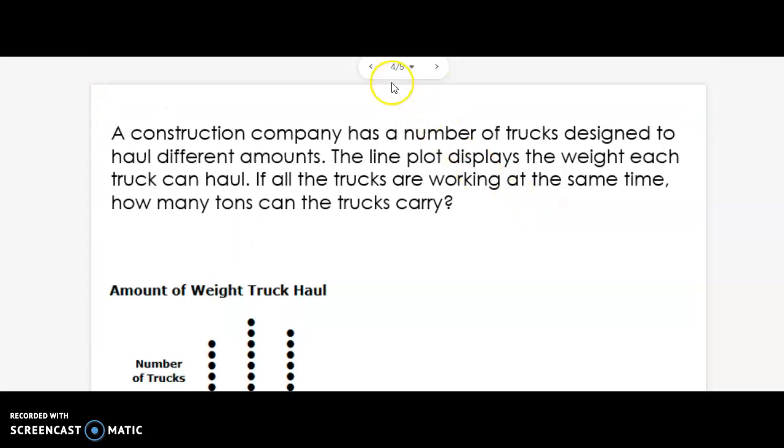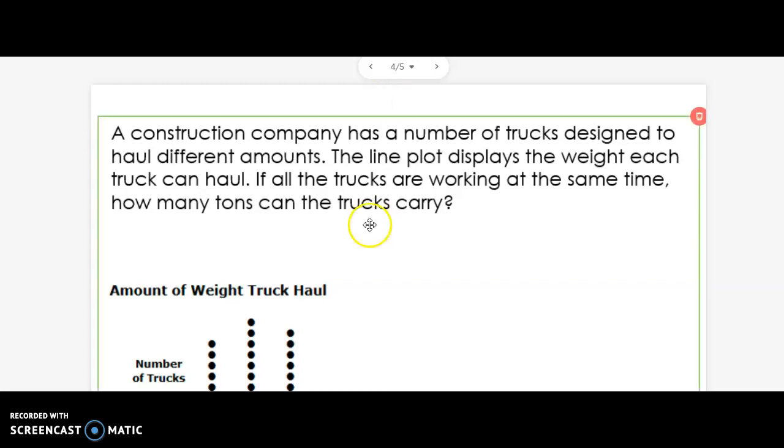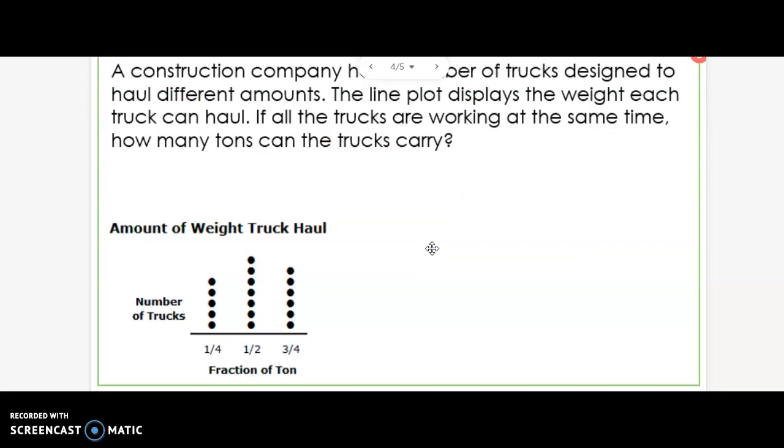Girls, we are back here in Classkick. We're looking at slide 4. Hopefully you attempted this on your own and then you can check your work with mine. If not, if you were completely confused, that's okay. You can follow along with me. Make sure you show your work on your whiteboard in Classkick, okay?